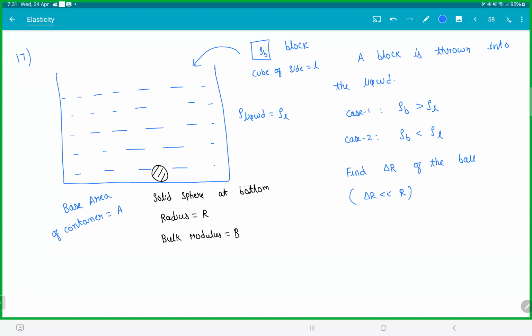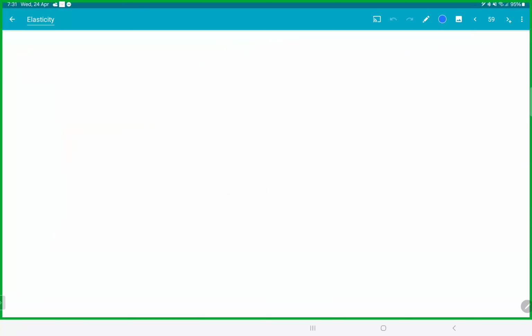Let's see it like this. Let's look at the block. The two cases we have. Case 1, when rho body is greater than rho L. Initially, what is the pressure? The liquid has weight mg, right? So the pressure on the base is nothing but the weight of the liquid, mg by area.